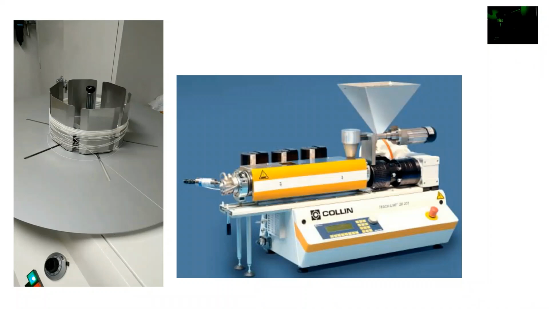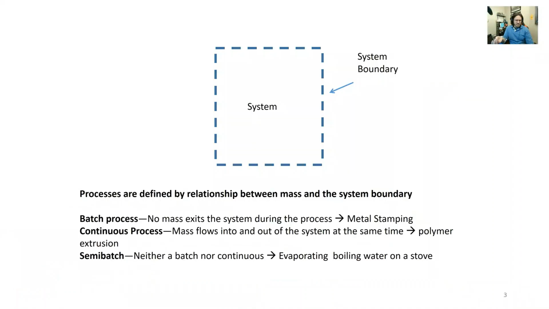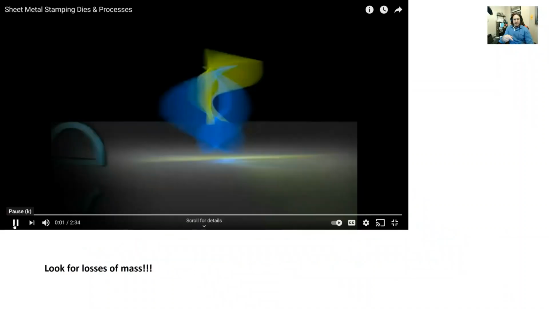molder. An injection molding operation is kind of an example of a batch process as well. There's very little mass loss in injection molding. So we have a batch process. I think a toaster may be a better example than the metal stamping. As you see, there is quite a bit of mass loss, but typically you're not losing mass during a batch process. Continuous process, it's going on, so mass is flowing into and out of the system at the same time.